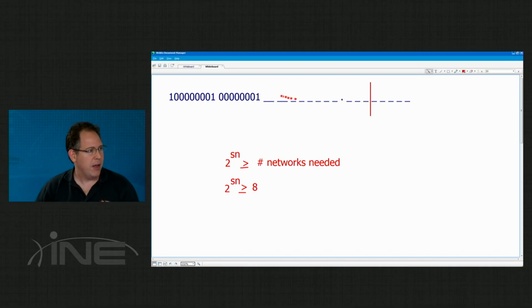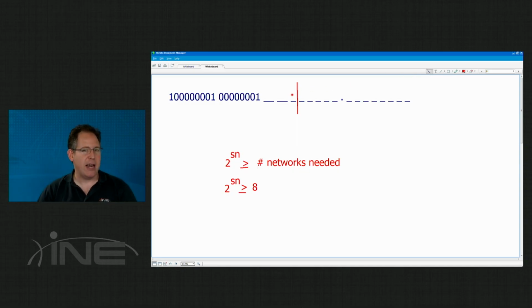Well, here's the thing. Remember, the further you push this line to the right, the more bits you steal, the less host space you have available. If I put my line way out here, my broadcast domain is not going to be able to have very many laptops and PCs and printers in it, because I don't have very many addresses left for host addresses. So when you're doing subnetting in this way, the idea is push your line to the right, not as far as you can go, but as minimal as you can go.